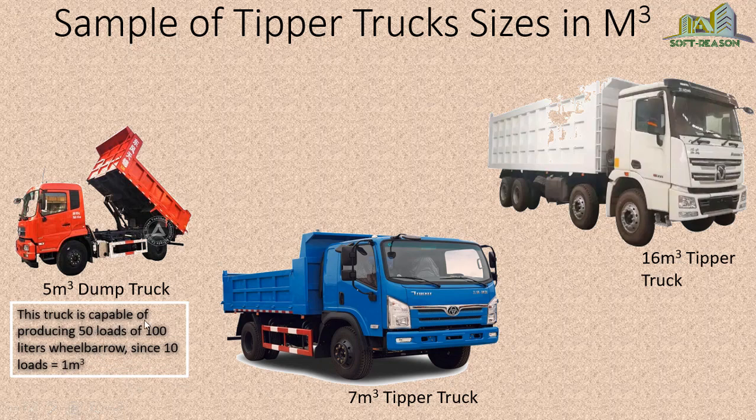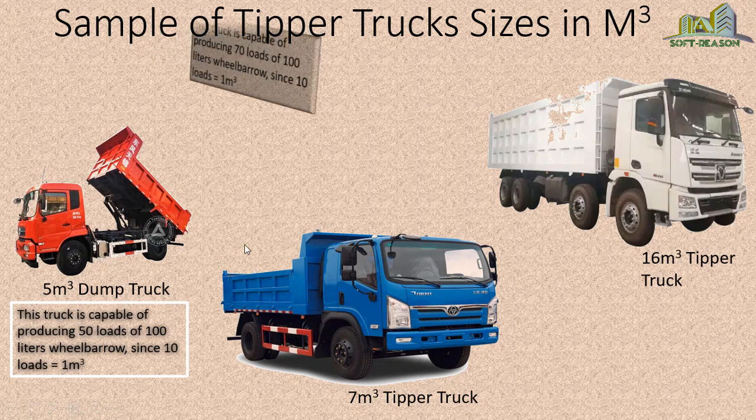Alright, this truck is capable of producing 50 loads of 100 liters wheelbarrow, since 10 loads equals 1 cubic meter. Just for instance, you are asked a question in 100 liters wheelbarrow, rather, how many loads of the wheelbarrow can be equivalent to this truck? Since 10 loads is equal to 1 cubic meter, you use the 10 to multiply by this 5 cubic meter, you have 50 loads of 100 liters wheelbarrow to be able to be equivalent to what this particular 5 meter cube dump truck can actually contain.